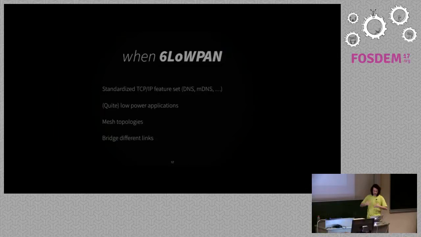So quite low power applications, mesh topologies with IPv6 addressing, and also another application would be to bridge different radio links, like I just said. This device can, for example, support IEEE 802.15.4, but another device with the same stack can use Bluetooth Low Energy, for example. So that's kind of cool to have. And with these different protocols everywhere, this is maybe not a bad idea.